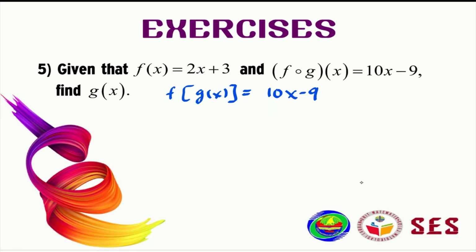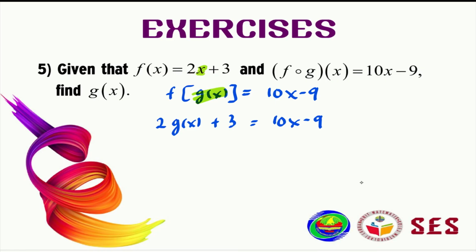Alright, so we will do exactly the same as the composition. So we will write 2g(x) plus 3 equals 10x minus 9. What we are basically doing here is substituting back this x with the g(x), because this g(x) is the input for this function f here.